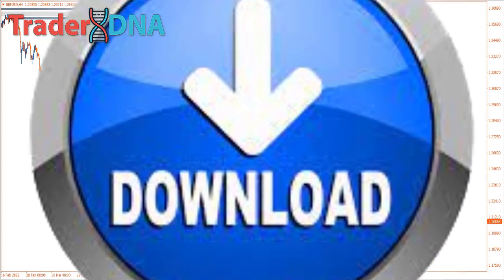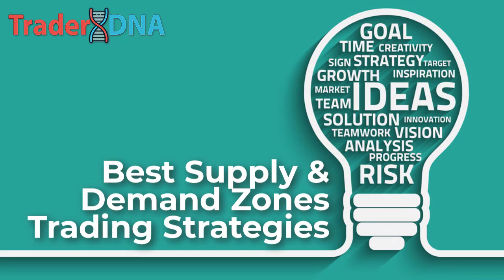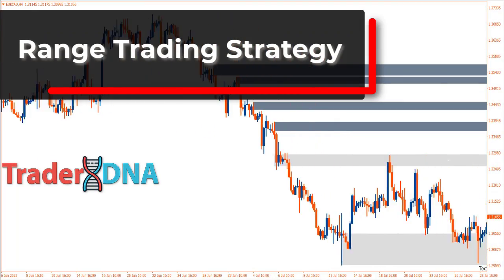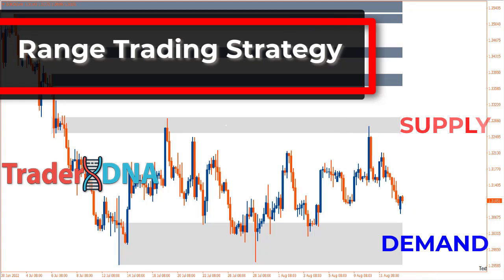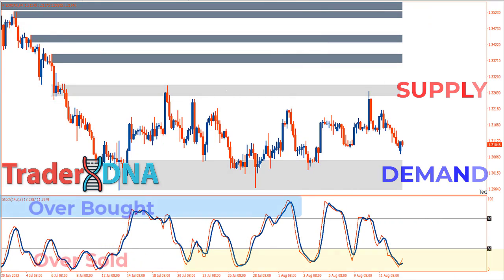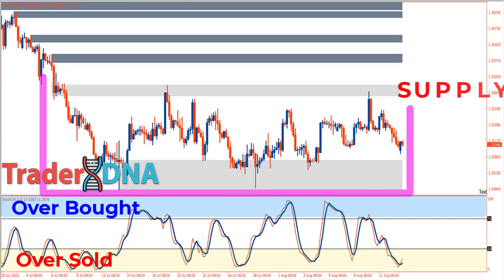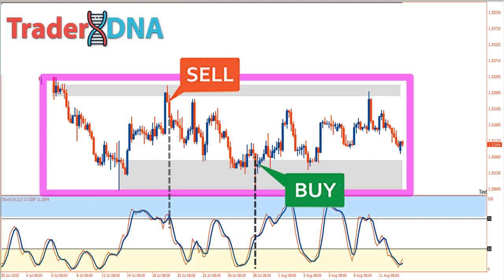Best supply and demand zones trading strategies. If you are looking for some supply and demand trading strategies, here is what we suggest you go for. Range trading strategy. If your supply and demand zones are well identified, you can opt for a range trading strategy. Most traders use stochastic indicators to identify overbought and oversold market trends. Since range trading is a non-directional trade, trend-wise, you can easily identify long and short entries in the market.